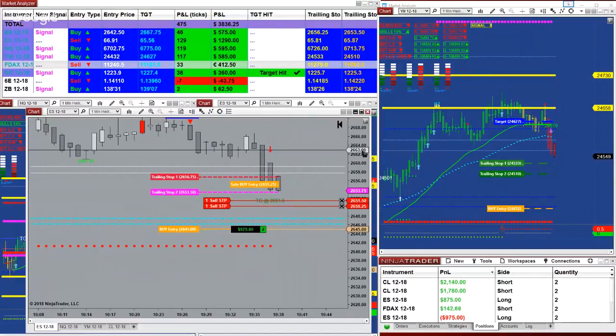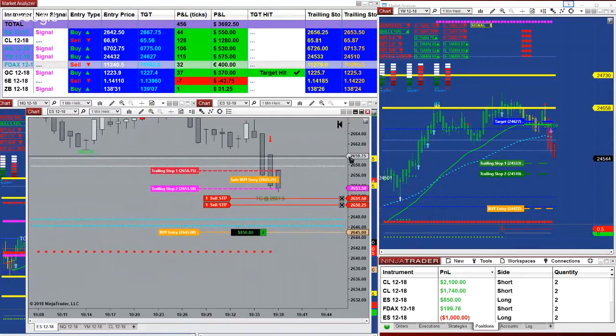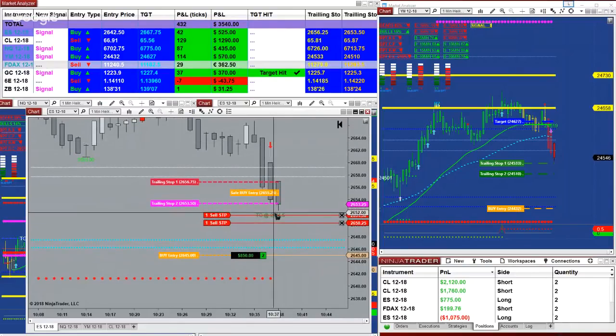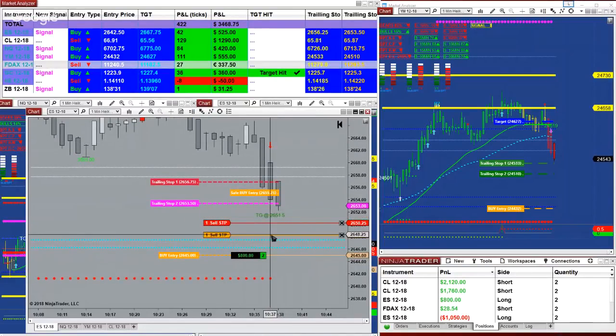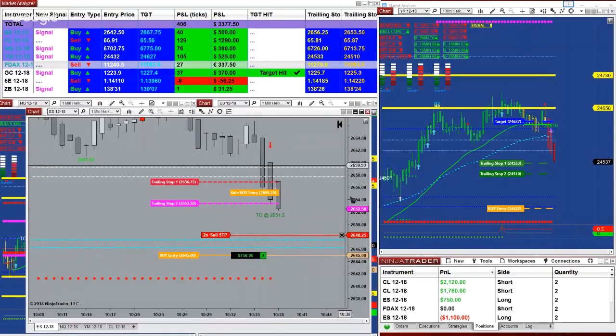Look where the ES stopped to the tick at 53.25. They're pushing it. Okay. Look where the ES. They're pushing it. I want to pull it back. Let's see if the signal will change.